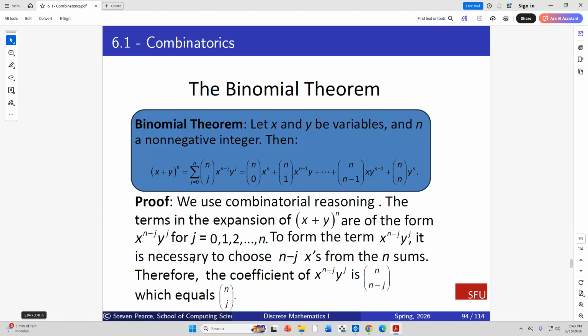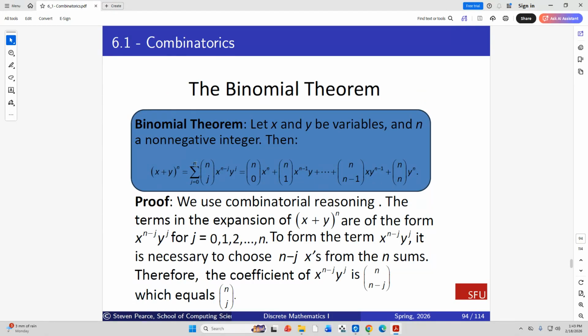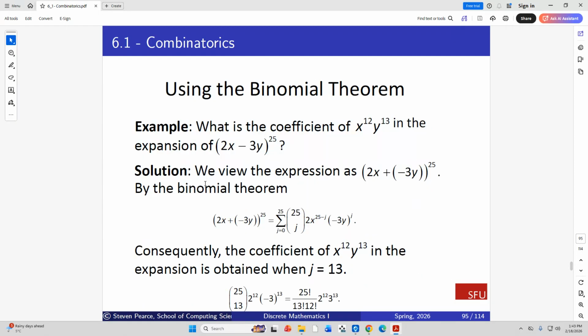Remember, these coefficients are symmetric. We proved that here. So that proves the binomial theorem. This right here could be n choose j or n choose n minus j. They're the same. So that's the binomial theorem. You must know this. You have to memorize it. Make sure you know how to manipulate it. So, for example, what is the coefficient of x to the 12, y to the 13 in the expansion of 2x minus 3y to the 25?